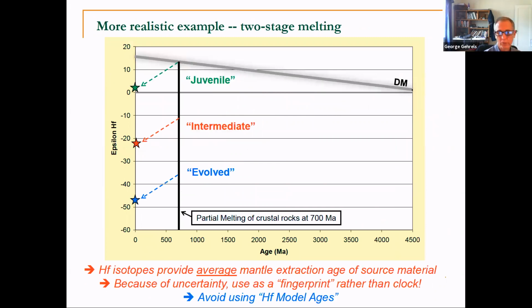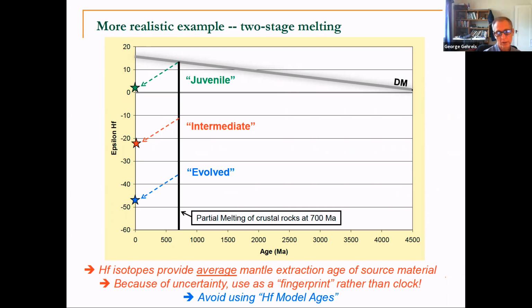We do have some general terms that we can use. If you have a -40 or 50, everybody would say, oh yeah, that's pretty evolved. It's been around a long time. Down around -10, -20, people would say, oh, that's kind of an intermediate value. If you're up in the positive area, people would say that's juvenile.